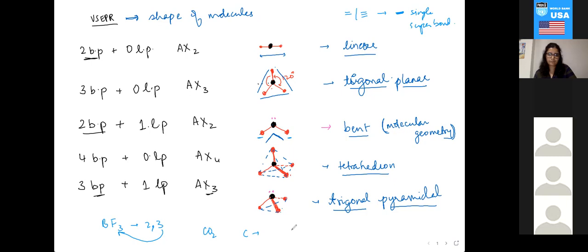4 in the outermost shell. 4, right? And if its valency has to be completed, how many total bonds does carbon have to make? 4 bonds. But it is bonded to 2 oxygen atoms. So do you think carbon is bonded with single bonds or double bonds with the 2 oxygen atoms? Double. So 2 double bonds. So carbon has 2 double bonds.